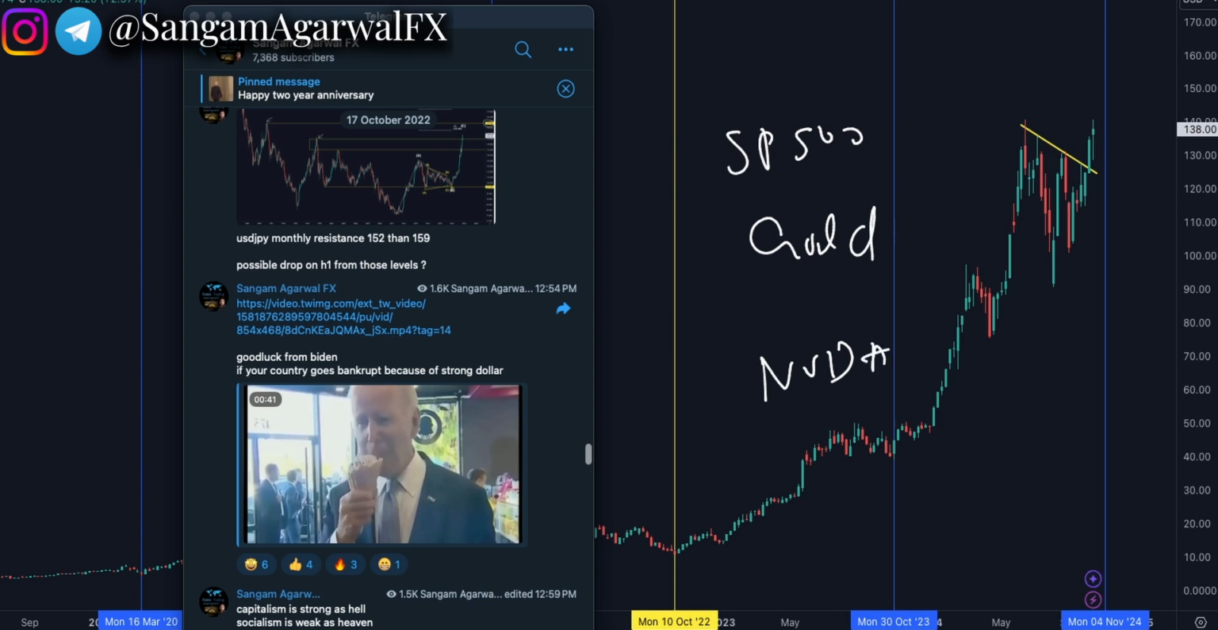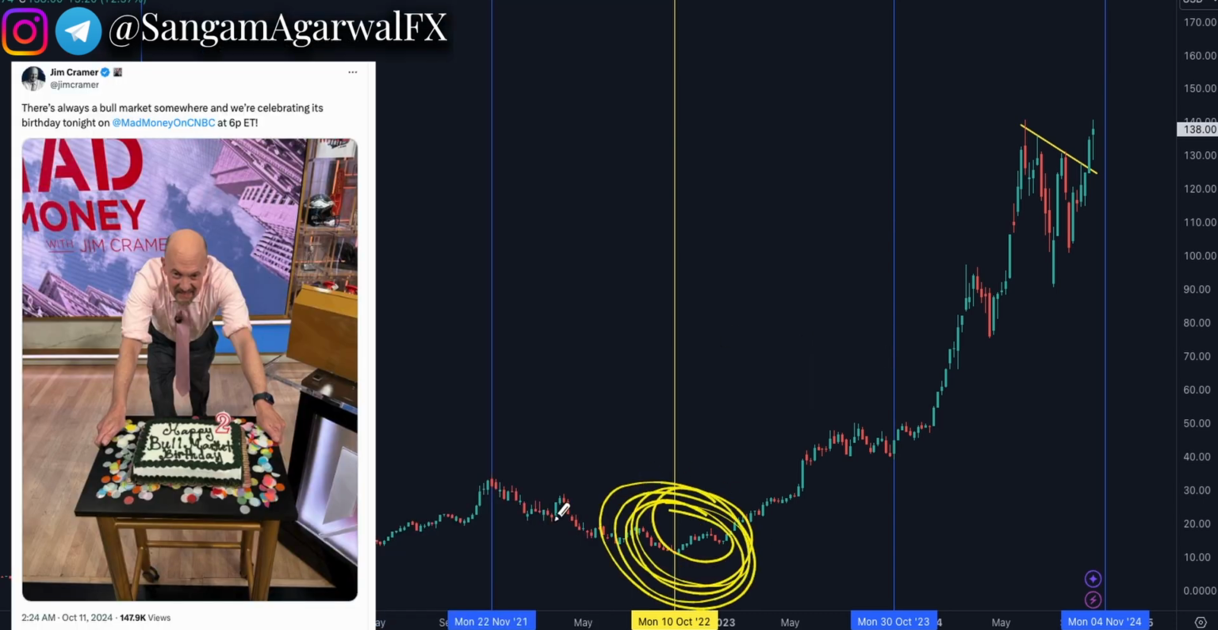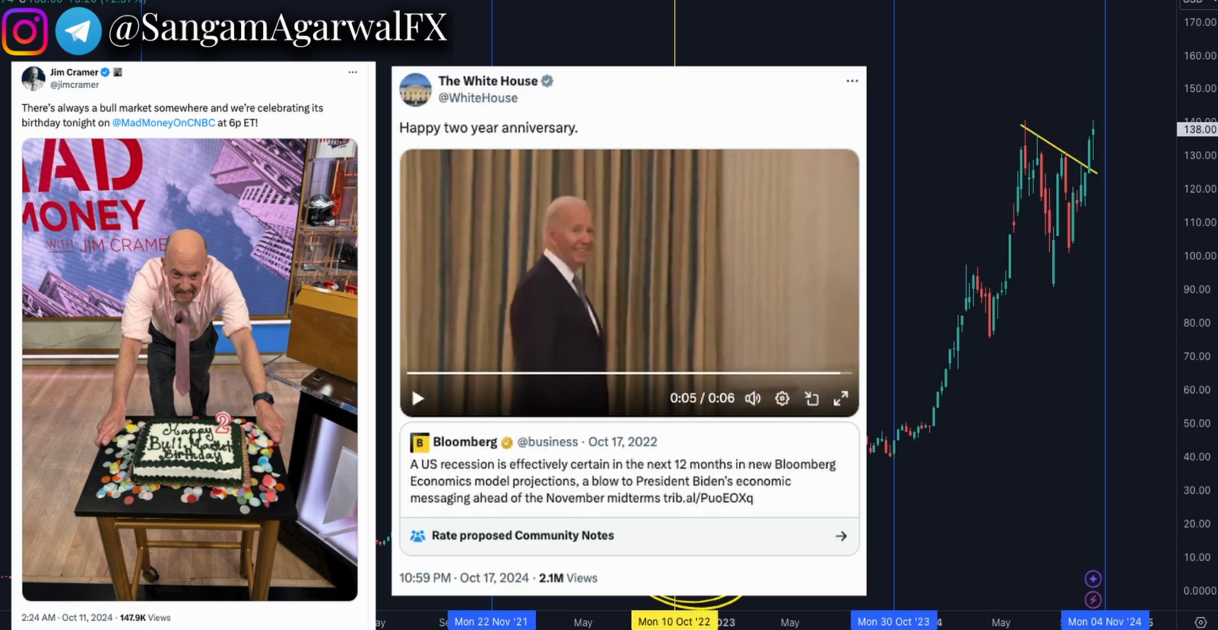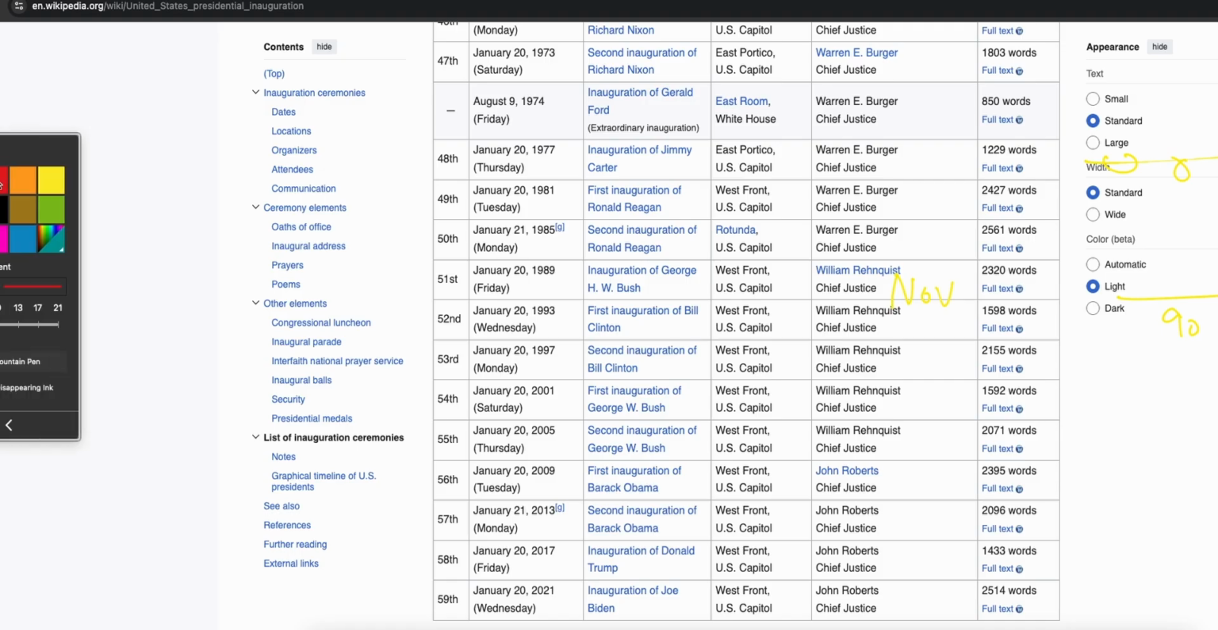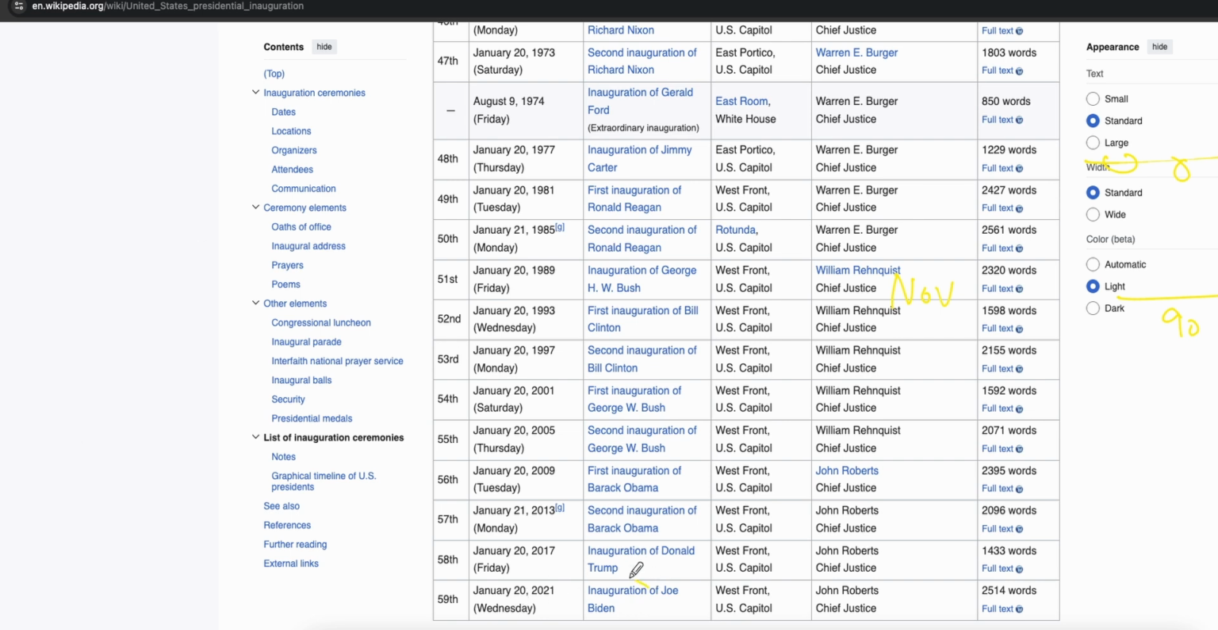But 2 years later, Jim Cramer is celebrating the 2-year-old bull market's happy birthday. Biden giving a smile. All recession forecasters failed. Please watch this list, the inauguration dates. Biden, January 2021. Trump, January 2017. Before that, interesting part, Barack Obama came in 2009 and stayed in power till 2017.